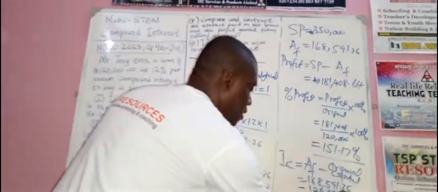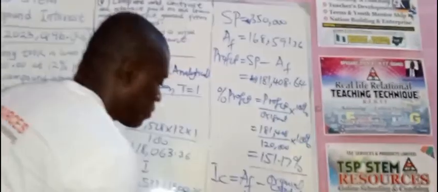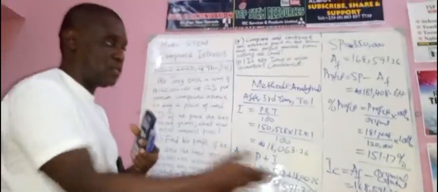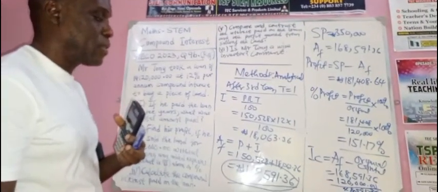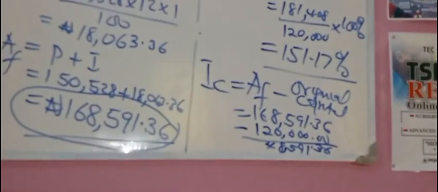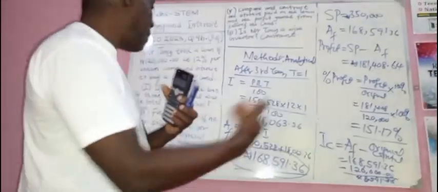Okay? Then let's subtract this. This is 6, this is 3. We have 1 here, this is 9. This is 5, this is 8. This is 4. Okay? So we have 48,591. That is the interest that he paid on the loan to whoever lends out the money. 48,591, 36 kobo. Did you get that? That is the compound interest.